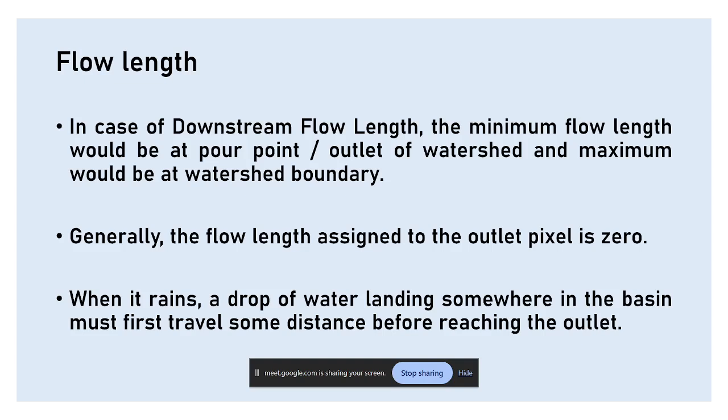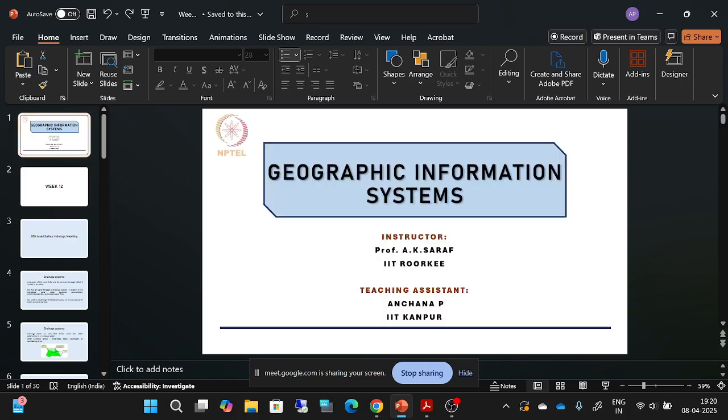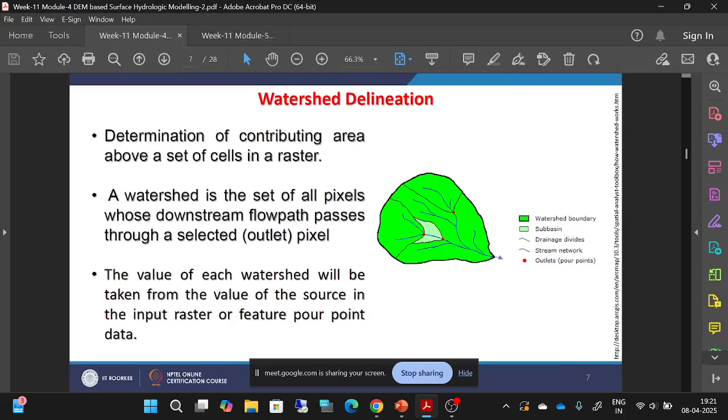Next will be the watershed delineation, but I've not added it into this set of slides. So we will just continue with the slides that Sir had given. Okay, so we'll be discussing the watershed delineation. Now, as I said, flow length is the fifth one in the sequential steps. And now we have the watershed delineation, which is the sixth in the case of the surface hydrologic model.